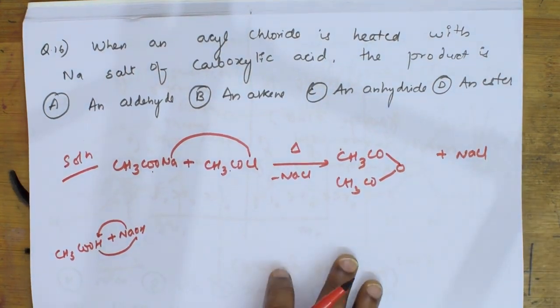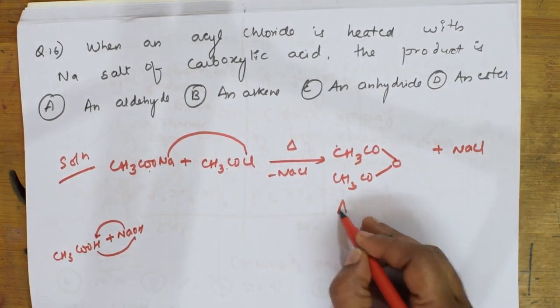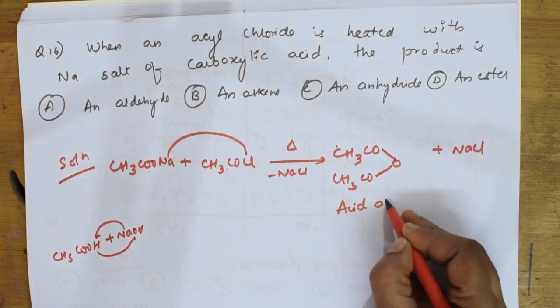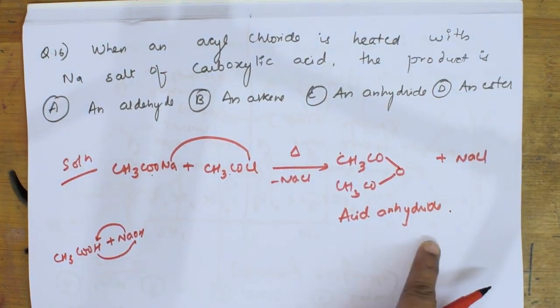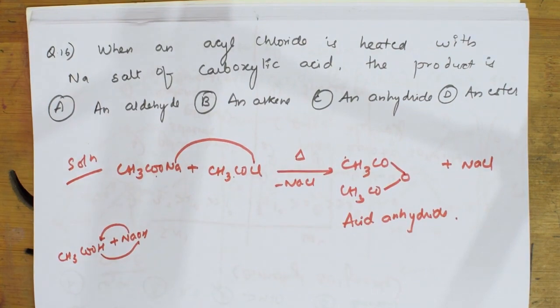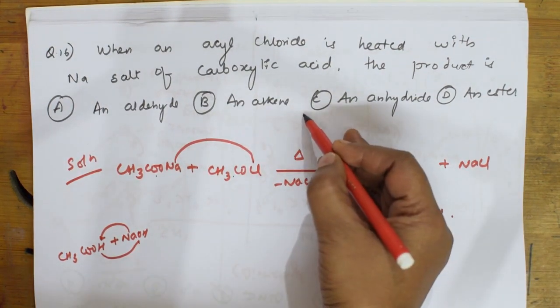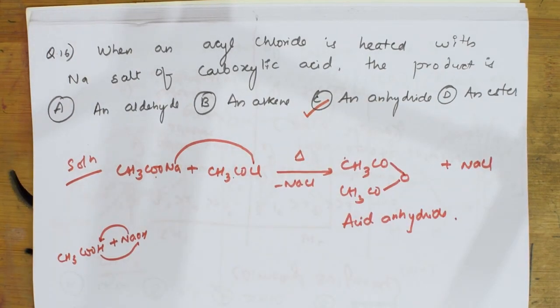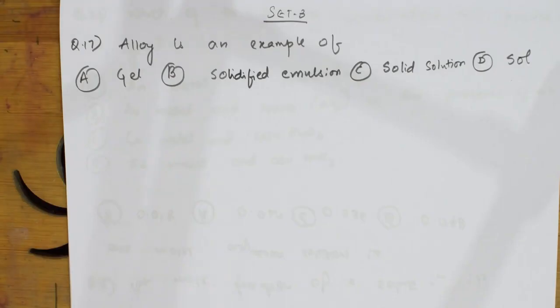So what is this? This is nothing but acetic anhydride, or acid anhydride. This is called acid anhydride. Right? So what did they give us? When acyl chloride is heated with sodium salt of carboxylic acid, the product formed is an acid anhydride. Simple, students. Right. Let's come back and do the next question.